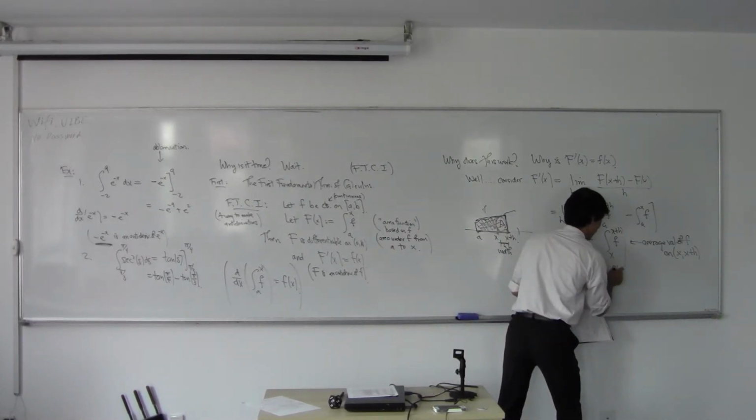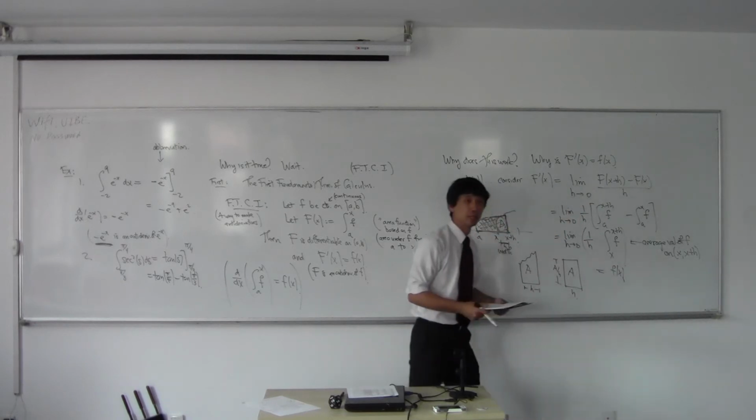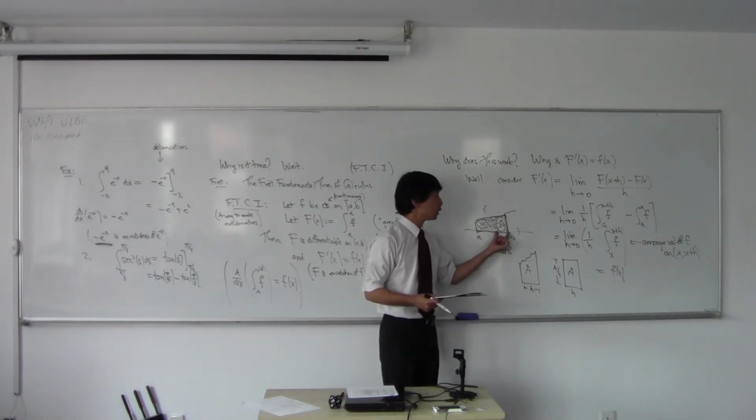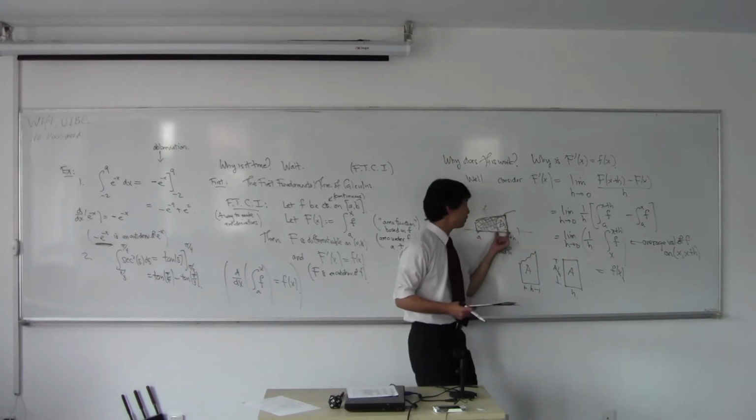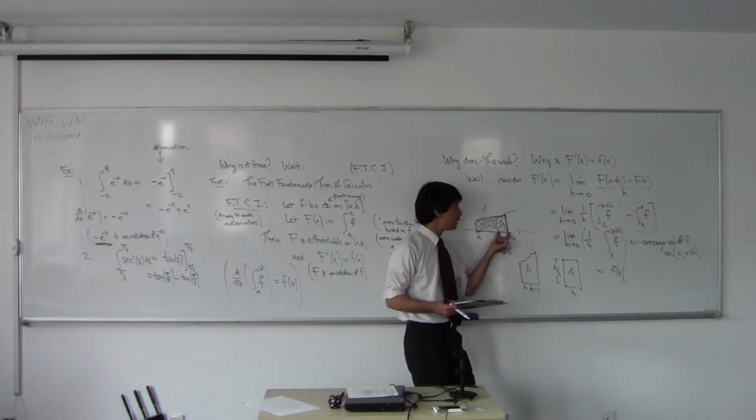So you get f of x. You get f of x because each of these things is the average value over this interval, but then you let the interval become infinitely small. As that happens, the average values are going to get closer and closer to f of x.